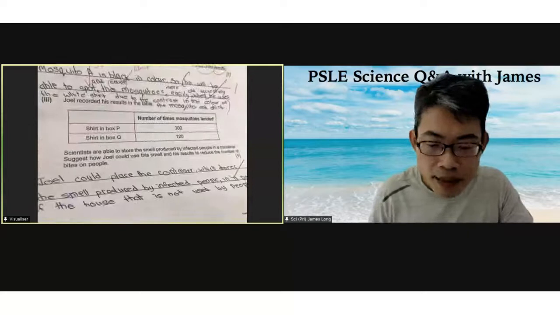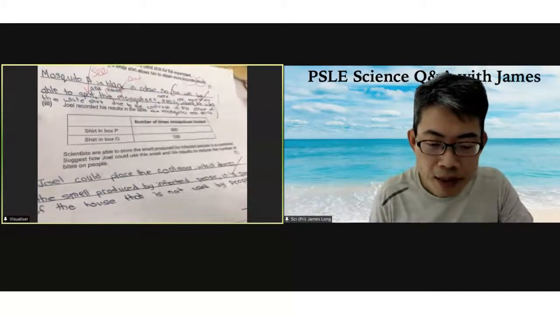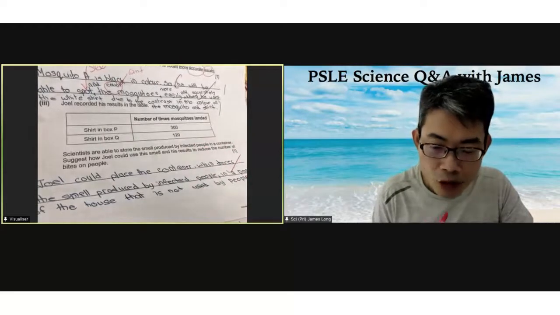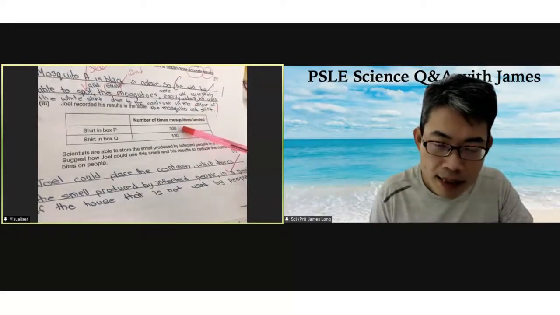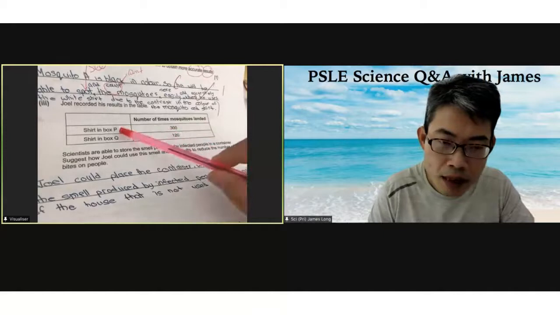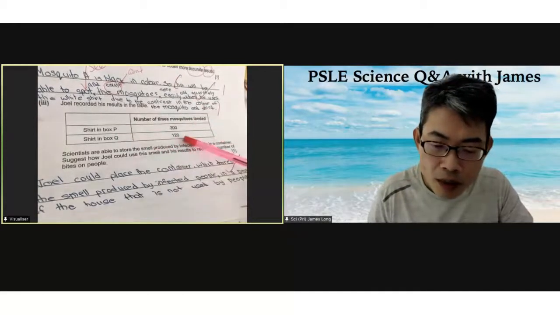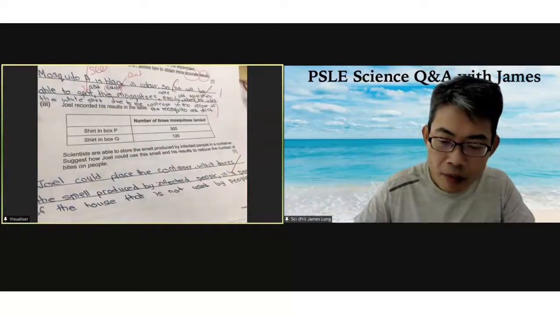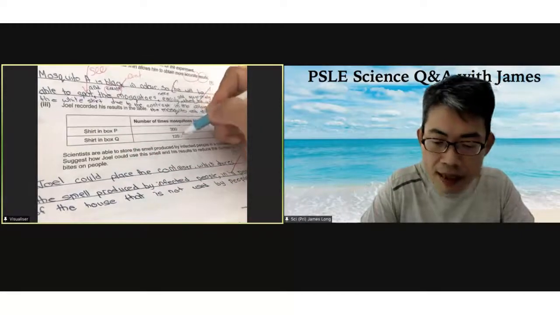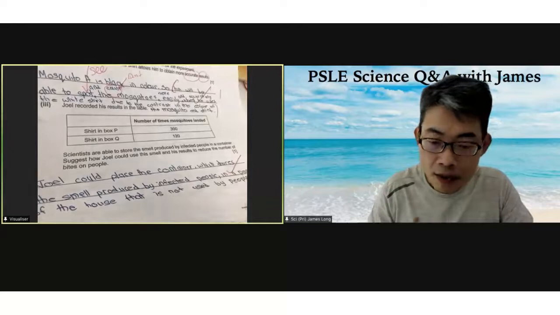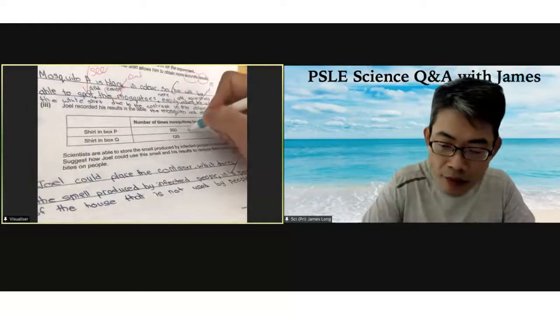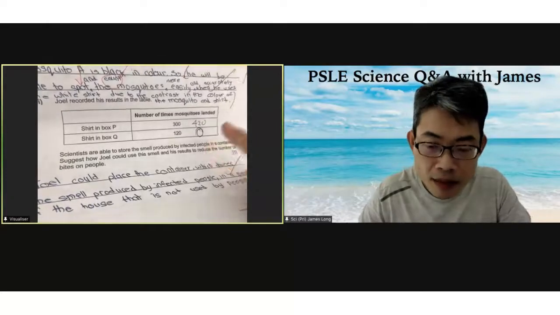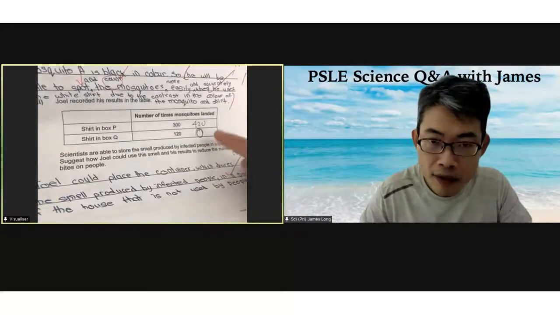Alright? Now this next part is a very interesting part. So now he has these numbers, right? These numbers here show that there are more mosquitoes landing on the shirt in box P, fewer mosquitoes landing on the shirt in box Q. I repeat, there are more mosquitoes landing here and fewer landing here. The number here is not 420 and 0. Bear this in mind, okay? Because this will come back. I'll come back to this afterwards.